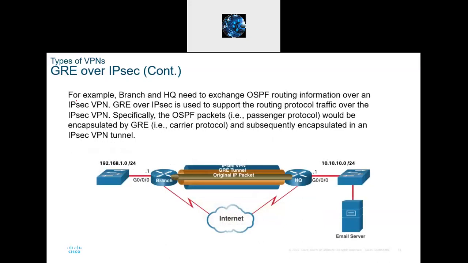So this is what I was trying to explain earlier. For example, a branch and headquarters need to exchange OSPF routing information over an IPsec VPN. GRE over IPsec is used to support the routing protocol traffic over the IPsec VPN. Specifically, the OSPF packet, that is, the passenger protocol, will be encapsulated by the GRE carrier protocol and subsequently encapsulated in an IPsec VPN. So if you know you are going to be running a routing protocol between your locations, you know that IPsec cannot support what you want to do. You have to bring in GRE over IPsec.